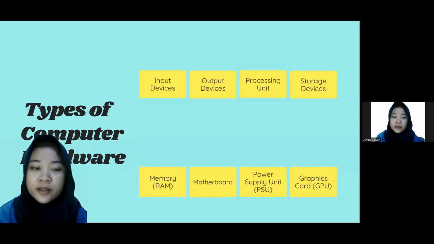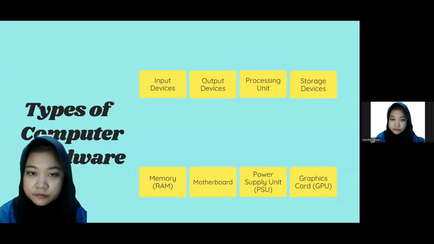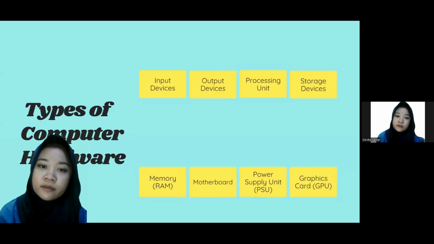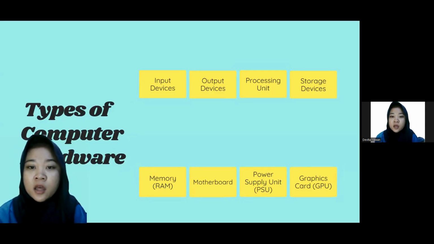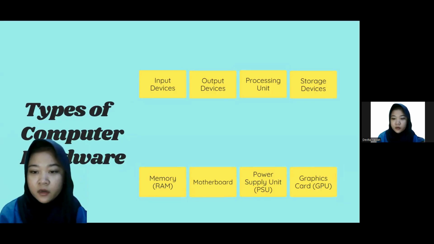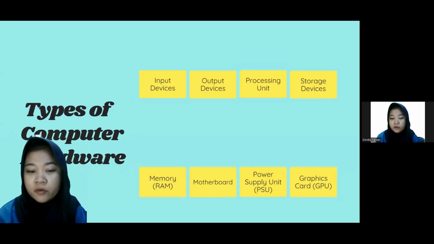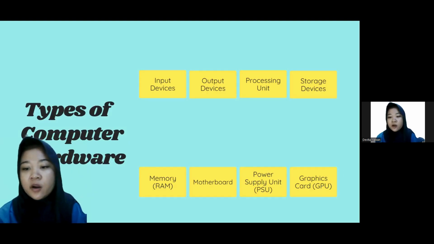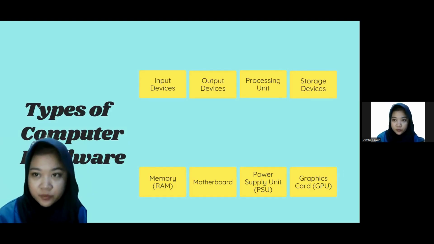Okay, we are in types of computer hardware. The first, we have input device, output device, processing unit, and storage device. Memory or RAM, motherboard, power supply unit or PSU, and graphics card or GPU.